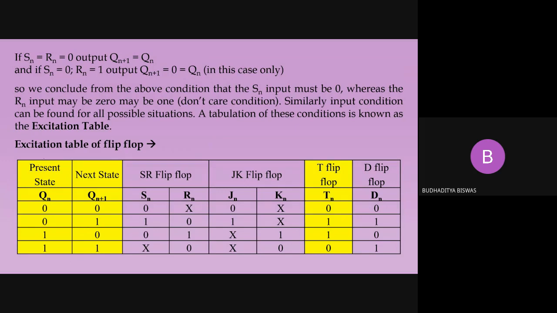That means you need to write down the present state, next state, and JK input only, because we are not using the SR flip-flop, T flip-flop, or D flip-flop. So you should not write those columns. Only write the excitation table of the JK flip-flop. Just write QN, QN plus 1, JN, KN. So 0, 0, 0, 1, 1, 0, 1, 1, and for J: 0, 1, cross, cross; for K: cross, cross, 1, 0.